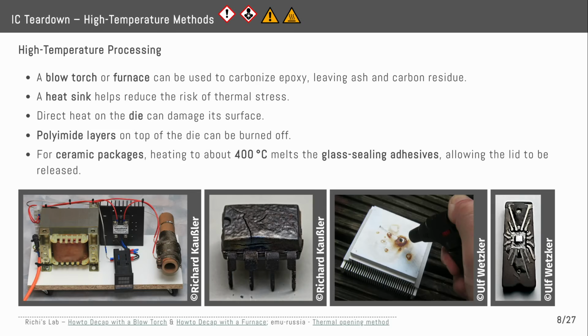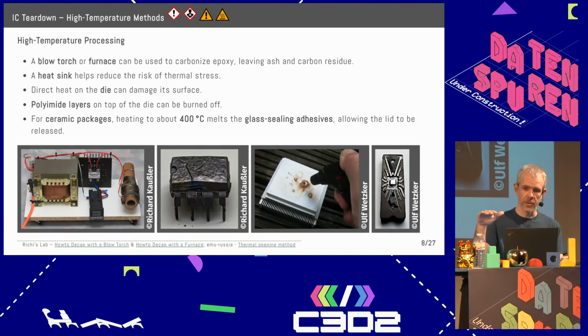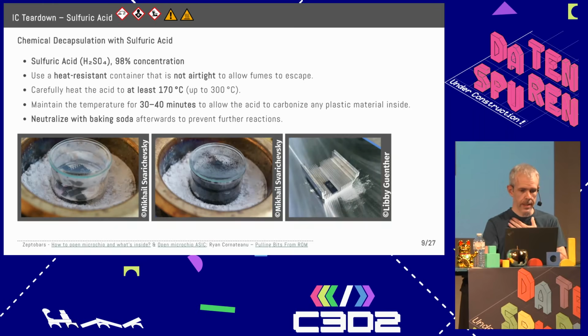If you want to remove some polyimide layers, I don't go into this deeply in this talk, but sometimes you have a polyimide layer on top of it. You can burn it off, but every time you put the flame on top of the die, there is a high risk of damaging the glass on top of it because it will simply melt, and then you will have problems imaging it. So try to avoid it, and therefore there's this heatsink method where you can spread the heat a bit more evenly so that it is not breaking.